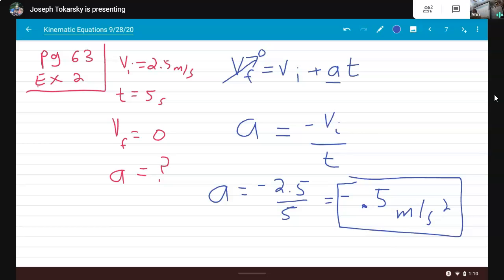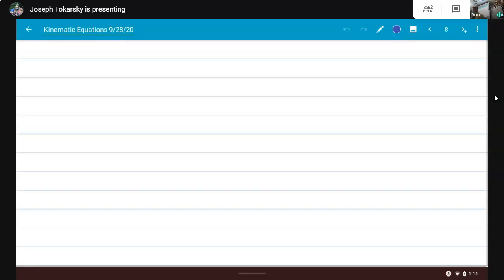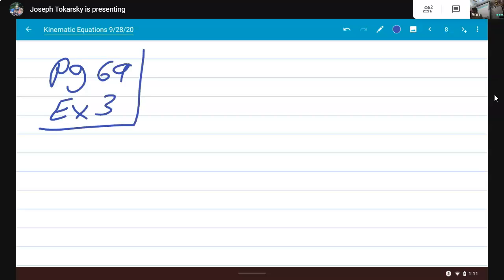All right, one more example, then I'll give you a homework set of these for tomorrow. Flip over to page 69, find example 3. I'm sorry, example 4. So we'll flip through this one.